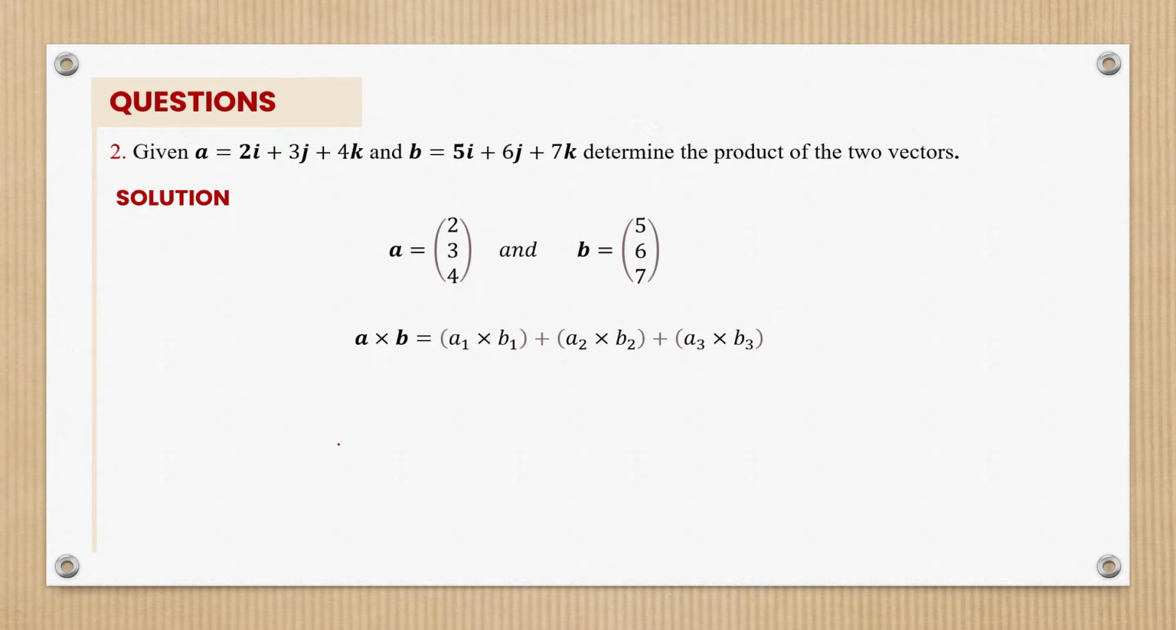Now to get the product, A times B shall be equal to, remember, we're going to have each of the individual components multiplying each other, and then we're going to sum them up. So we're going to have this times that, this times that, and this times that. So we're going to have 2 times 5 plus 3 times 6 plus 4 times 7, which shall be equal to 10 plus 18 plus 28, and the answer shall be equal to 56. So that's the product of the two vectors A and B.